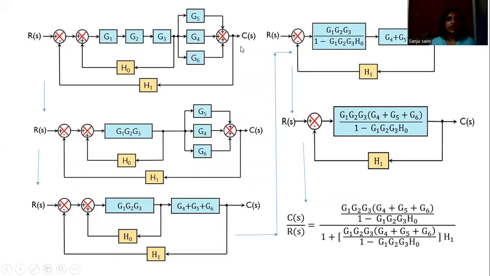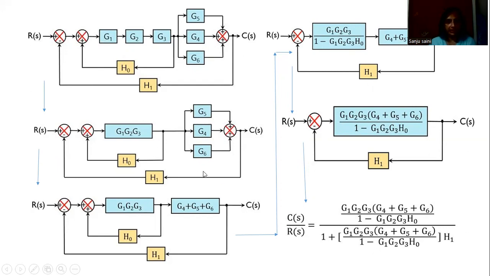You can see the complexity of the block diagram. We cannot directly get the transfer function for this particular block diagram because it seems to be very complex. So we have to use the block diagram reduction techniques as we have discussed in this lecture. The first step is to replace the series connected blocks by a single block. G1, G2 and G3 are connected in series with each other, so they can be replaced by a single block G1G2G3. So from this block diagram, we have simplified it and converted it to this.